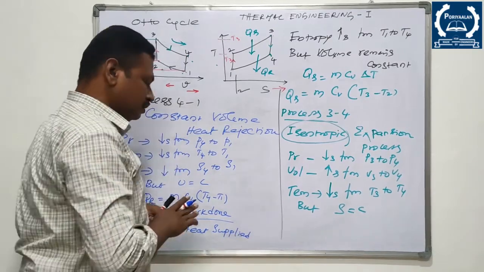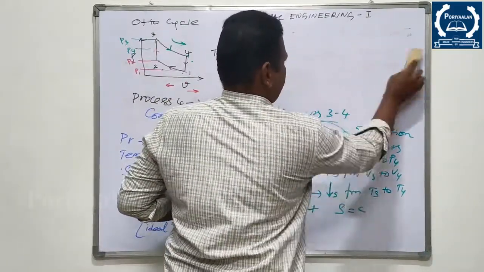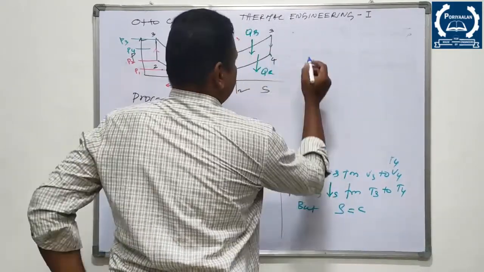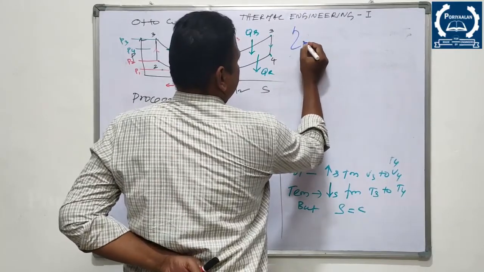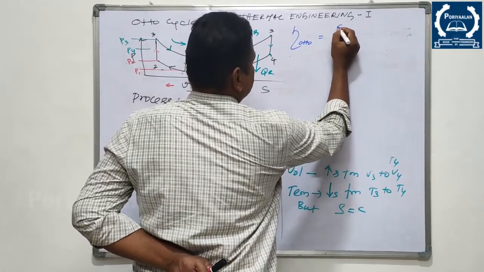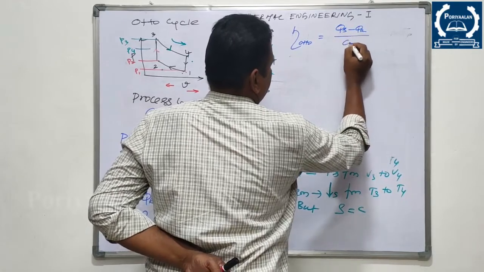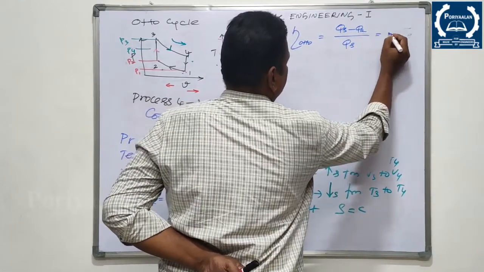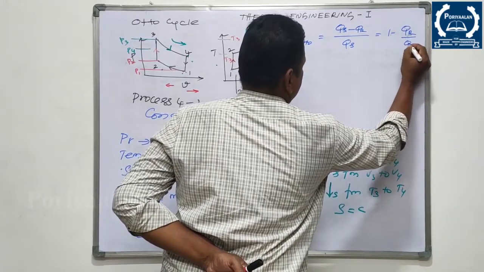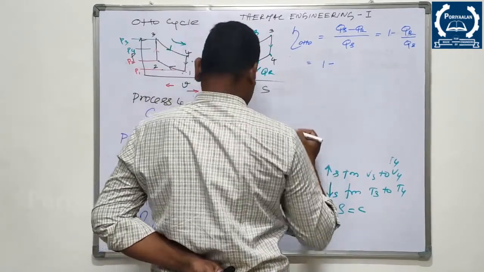So this work done can be written as... The ideal cycle efficiency of the Otto cycle is work done, which can be written as heat supplied minus heat rejected, divided by heat supplied. Again, in turn, 1 minus QR by QS.